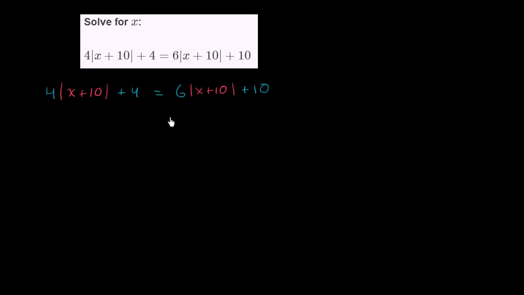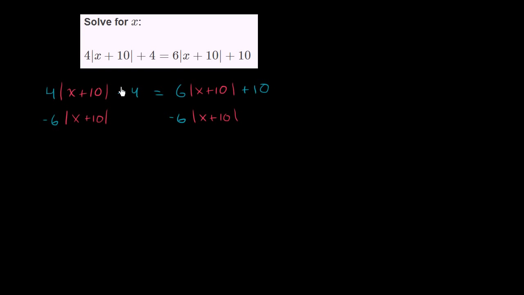Well, I could subtract 6 times the absolute value of x plus 10 from the right, but we've already seen this multiple times. If these two things are equal, and I want to keep them equal, if I subtract 6 times the absolute value of x plus 10 from the right-hand side, I have to subtract the same thing from the left-hand side. So we're going to have minus 6 times the absolute value of x plus 10.